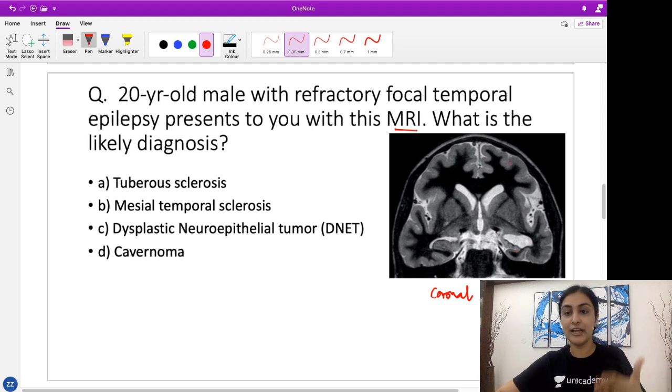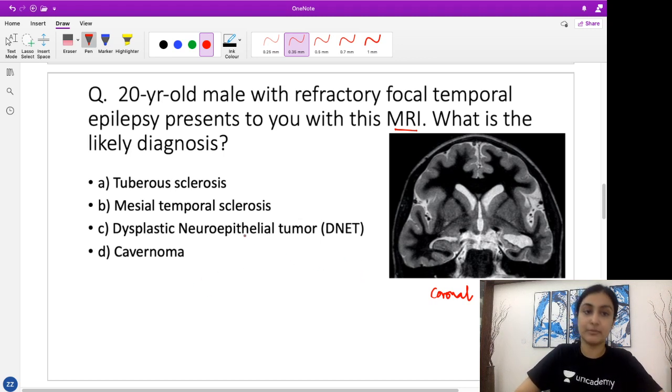Let me just give you a hint. I have taken this coronal section to the level of the hippocampus. Now let's look at the options and see what is the likely diagnosis or the pathology that is shown in this particular image.